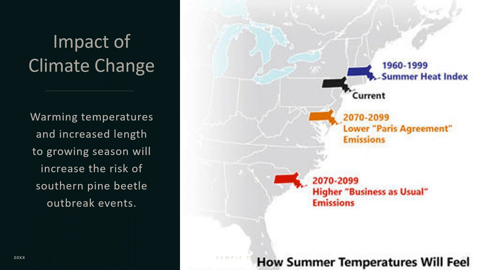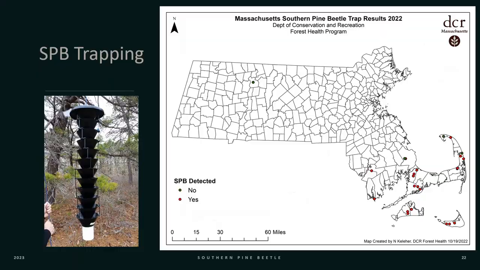So here in Massachusetts, we're right on that edge. And as we get these years where it's a little bit warmer, we are also getting to be at risk for an outbreak event. We have caught southern pine beetle in traps since 2015. So following the outbreak in Long Island, us as well as some other neighboring states began trapping and looking for it here in our forest. And we did find it. We found it in multiple locations throughout the state. We consistently catch it in our traps every year.